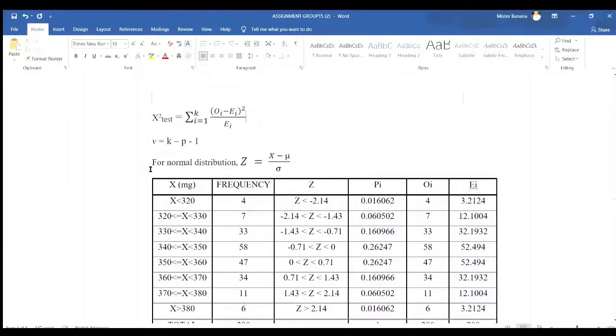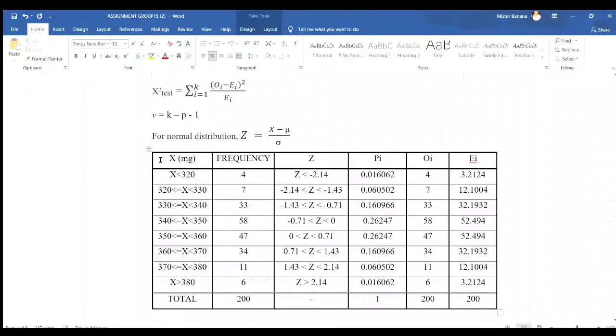For normal distribution, our X is converted to Z by using this formula, where Z is equal to X minus mean over standard deviation. And this is our constructed table, the Z calculated from X, and our probability taken from the statistical table. And this is our observed value, which is same with the frequency. And this is our Ei.